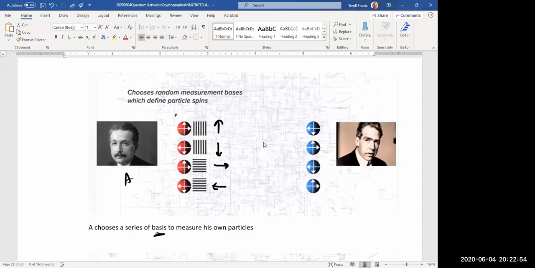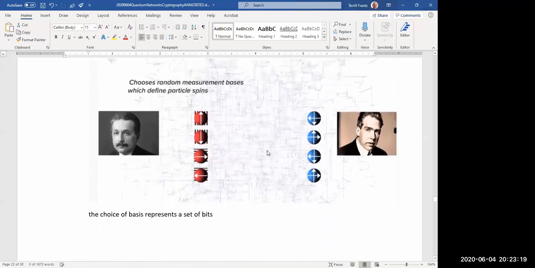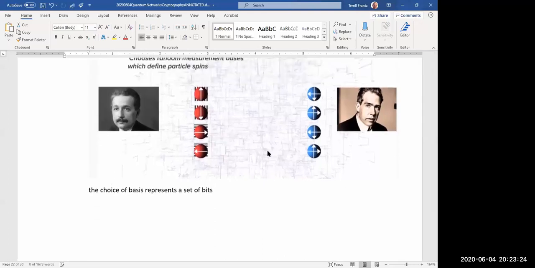So if I have a particle, an electron with a spin, and I measure it using this basis, I'm going to get this measurement. And this basis, I'll get this measurement, this basis, this measurement, and that basis, this measurement. And keep in mind, the paired entangled electron is over here in B. All right, so I get the up, down, left, right, left, right. And that choice of basis, by the way, represents a set of bits here.